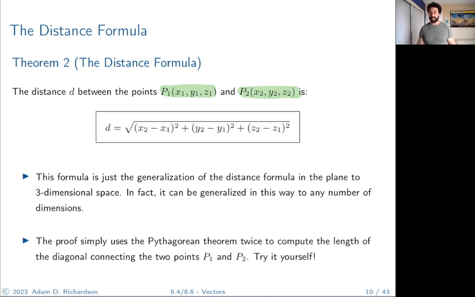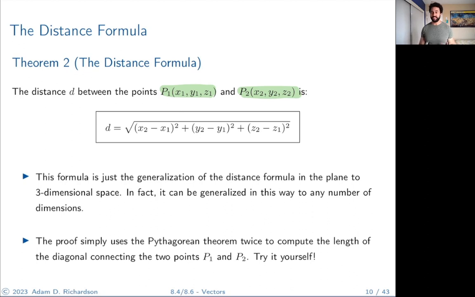Kind of like I just mentioned, this is just a generalization of the distance formula from 2 dimensions to 3 dimensions. And in fact, it generalizes this way to any number of dimensions at all. So even if you're working in 4, 5, 6, 100, a billion, a trillion dimensional space, you just keep adding these terms, the x2 minus x1, y2 minus y1, z2 minus z1, all those squared, right? And you just keep doing that.